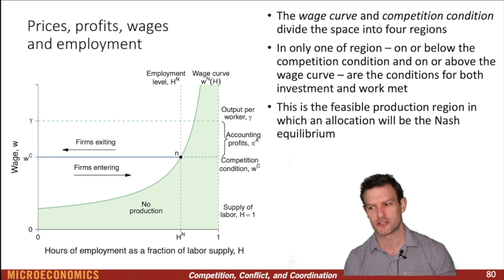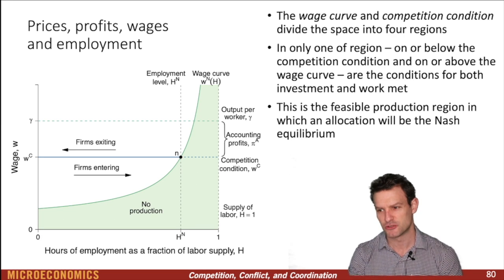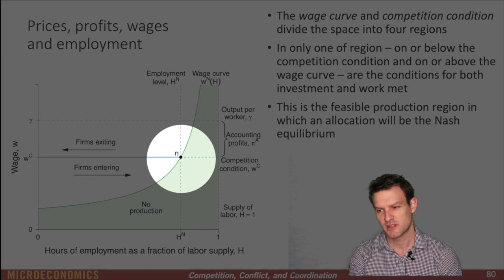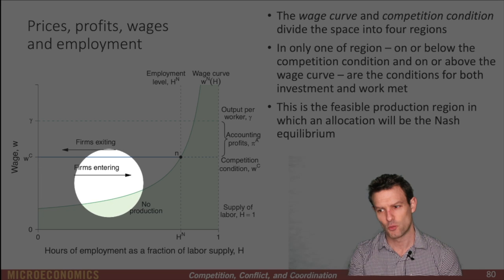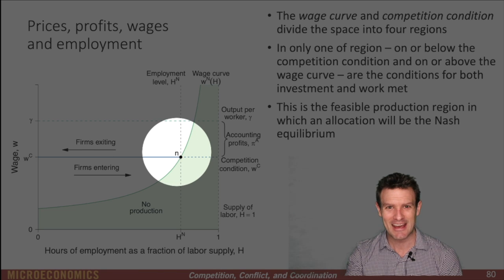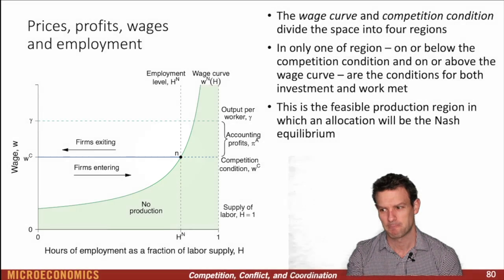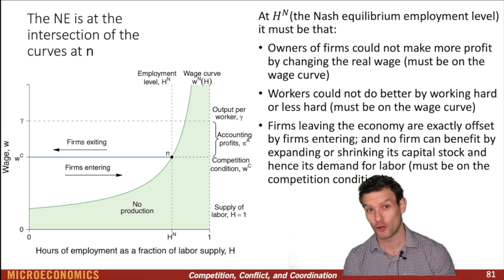So this is the feasible production region in which an allocation will be a Nash equilibrium. And the overlap of these two is going to be occurring at point N, as we can see. In this region, firms are going to enter, the wage is going to increase, and the wage is going to be above or on the wage curve until such point as it hits point N, where we have the competition condition met and the wage curve satisfactorily met. The wage is on or above the wage curve, and on or below the competition condition. So at Hn, that's the Nash equilibrium level of employment of hours, so that's H along the horizontal axis.